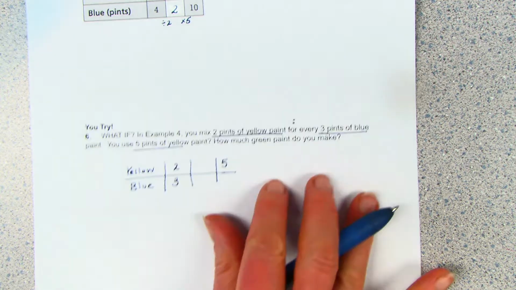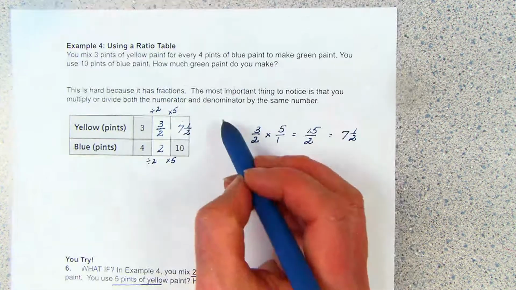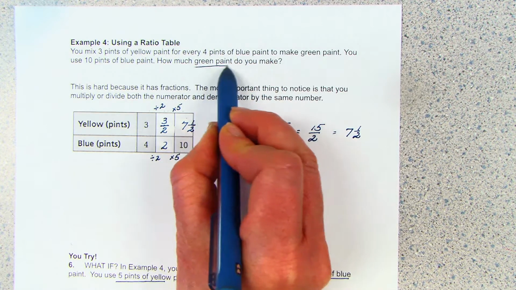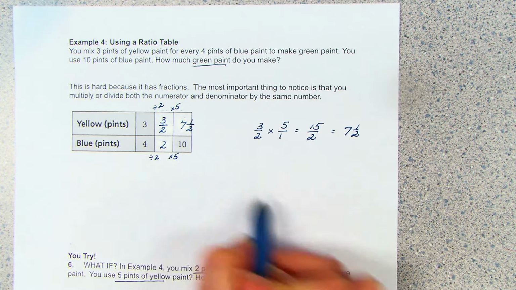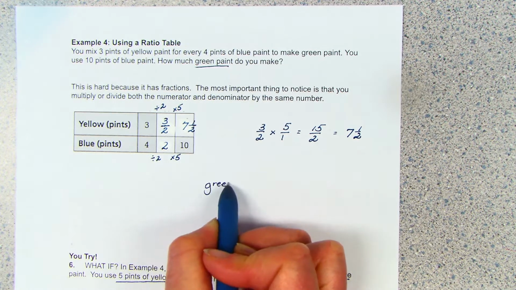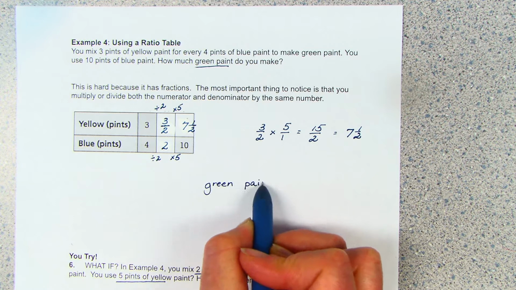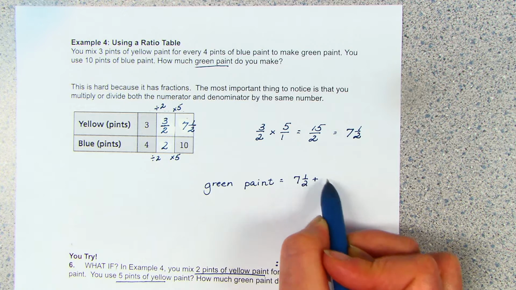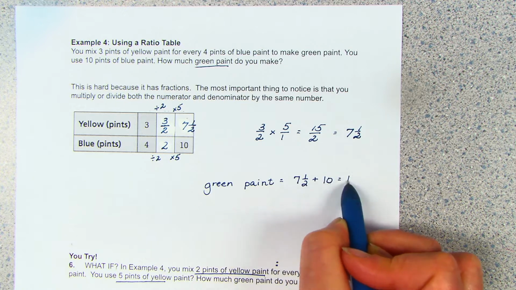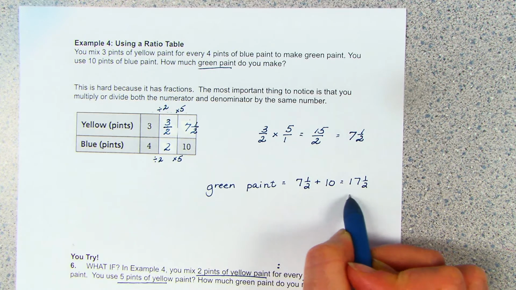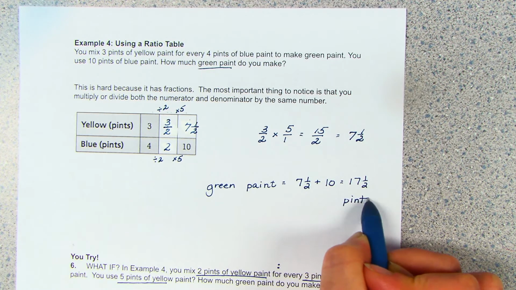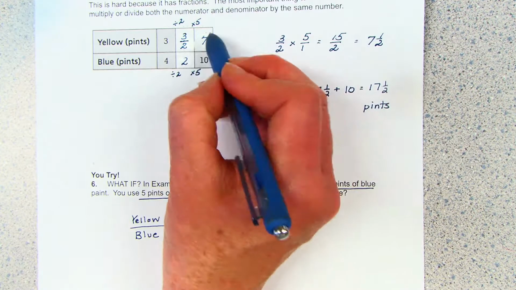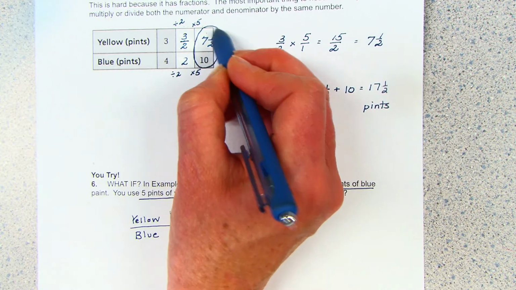Oh, that's so tricky. Look here. I missed something. It didn't ask how much yellow, it asks how much green paint. So to find the total, go back up here. To find the green paint, 7.5 plus 10 equals 17 and 1/2 pints. Always read the whole problem to see what they're actually asking. Okay, you have to add the yellow plus the blue together to get the final answer.